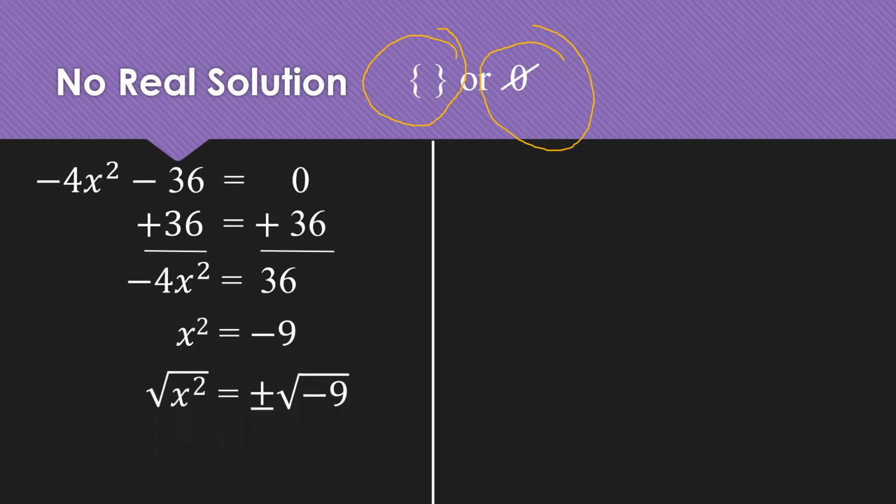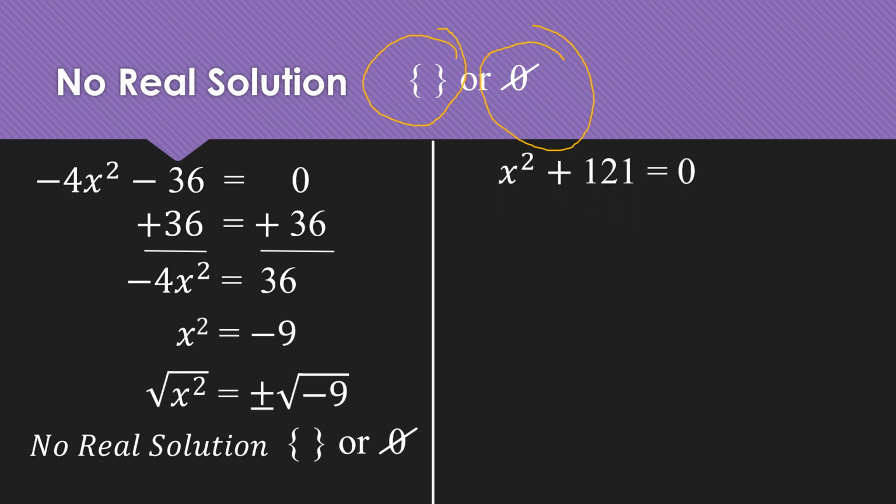Take the square root of both sides. If I take the square root of a negative number, I'm looking for two of the same exact numbers that when multiplied together give me negative 9. That's not possible. A negative times a positive is a negative, but those two numbers are either both negative or both positive. So therefore, we have no real solution, and we can rewrite it as an empty set or with a line through a 0.